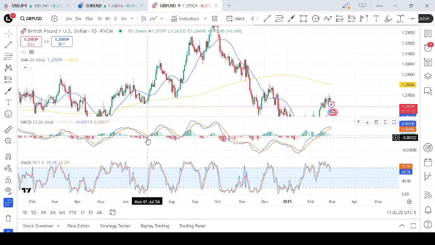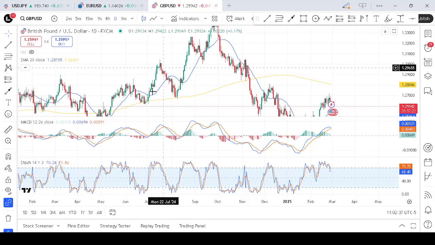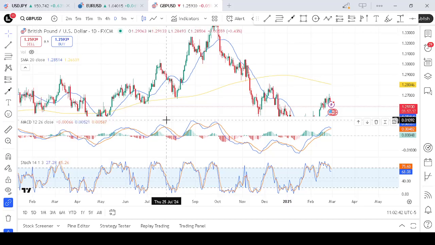The crossover confirms that the pullback is likely over and the uptrend momentum is resuming. As you can see, when it crossed over, we had a push to the upside. Now, let's not forget risk management in this kind of setup.